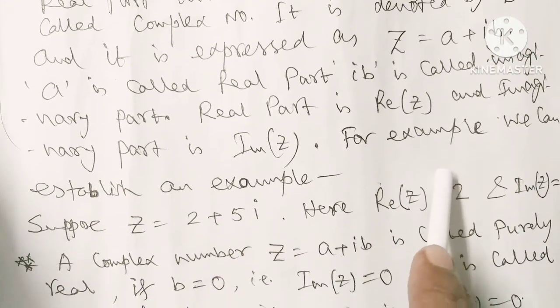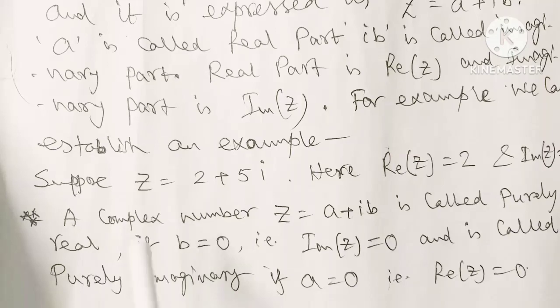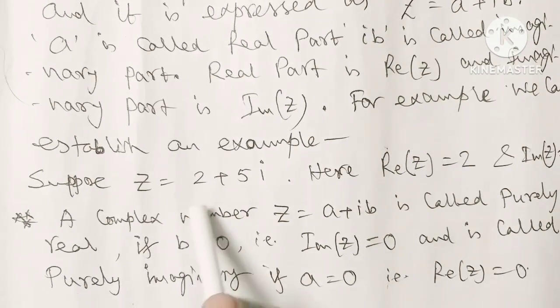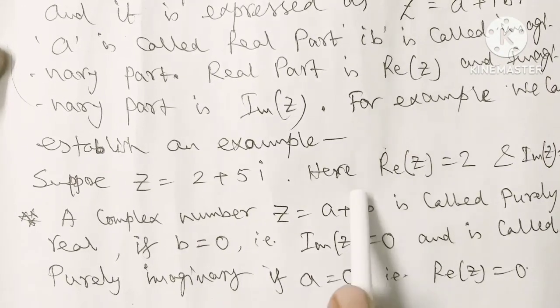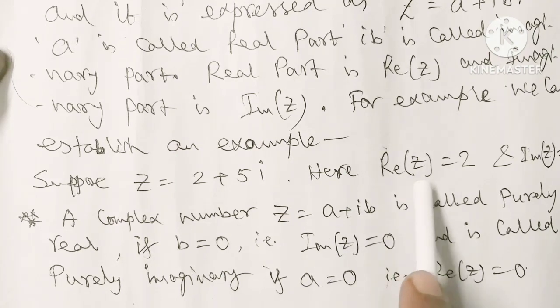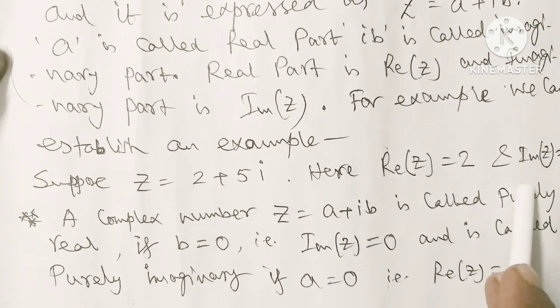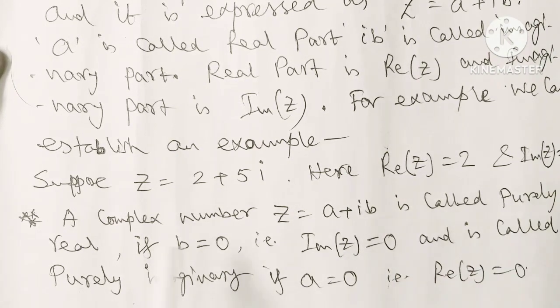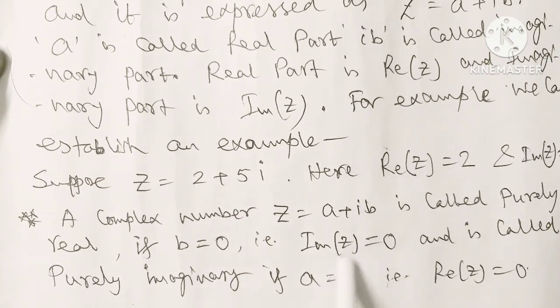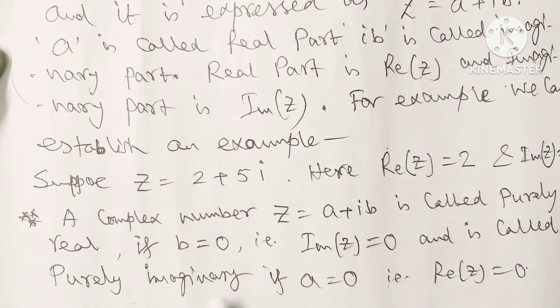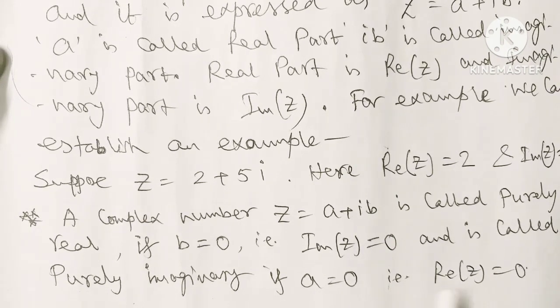For example, suppose z equals 2 plus 5i. Here Re z equals 2 and Im z equals 5. A complex number z equals a plus ib is called purely real if b equals 0, that is Im z equals 0, and is called purely imaginary if a equals 0, that is Re z equals 0.